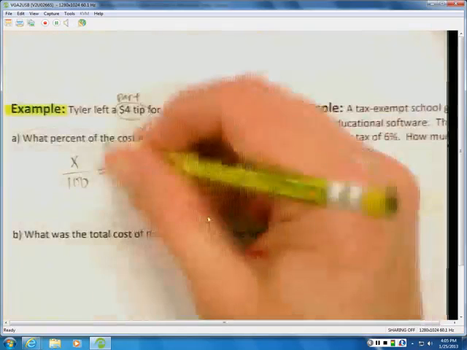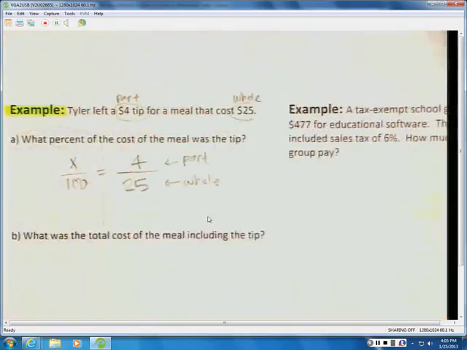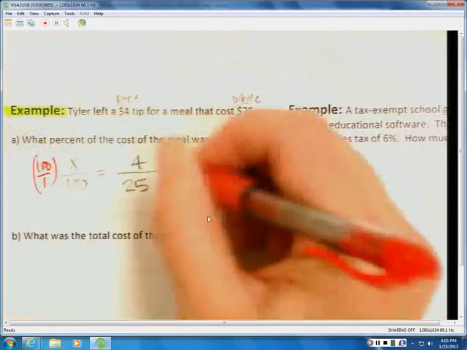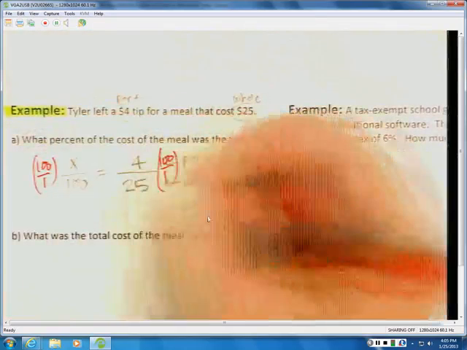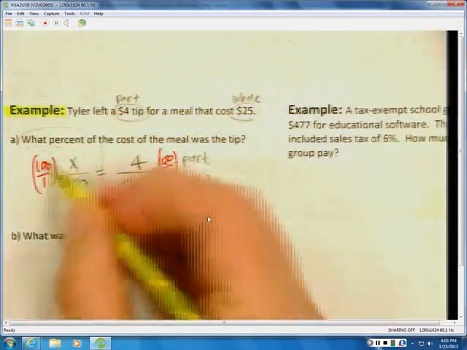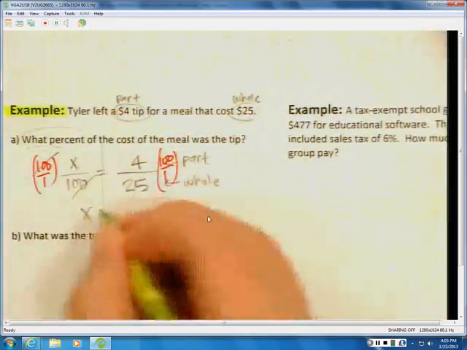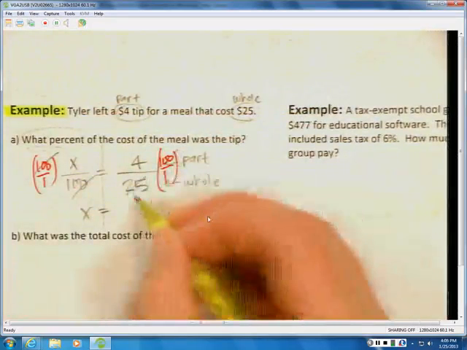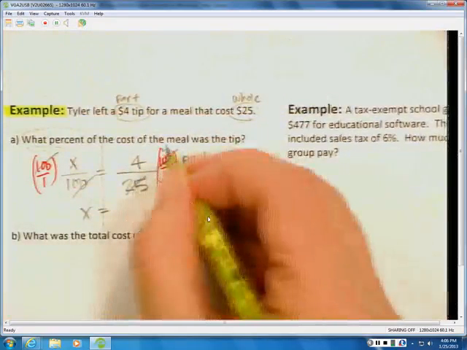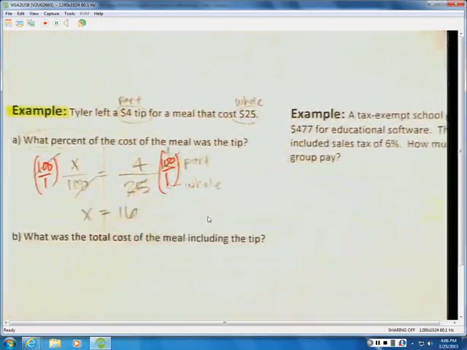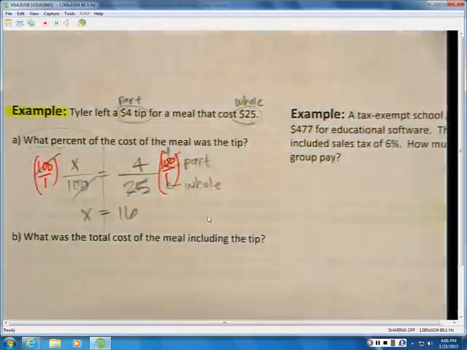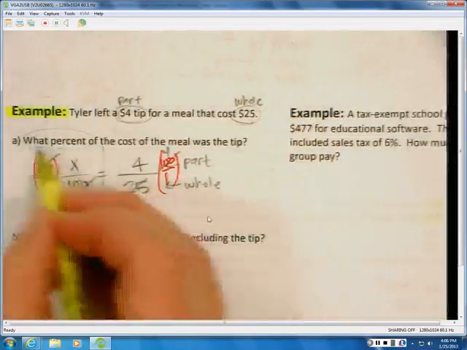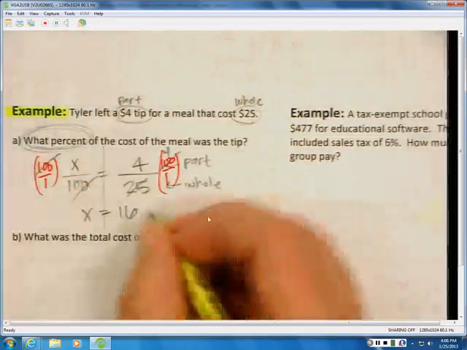And then to solve this, I multiply both sides by what? I multiply both sides by 100, 100 over 1 specifically. On the left, my hundreds cancel, leaving me with x. On the right, I can reduce 25 and 100. 25 goes into both. 25 goes into 100 4 times. I end up with 16. 16 what, though? That's where you go back to your question. You say, okay, what was I really trying to find? You were trying to find what percent. So your answer should be 16%.